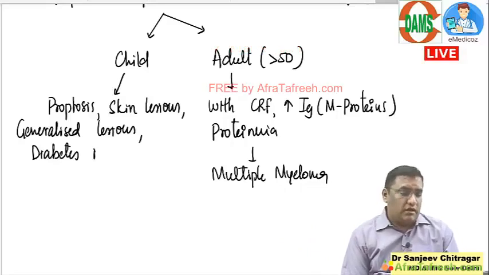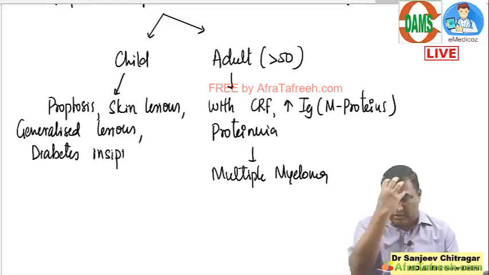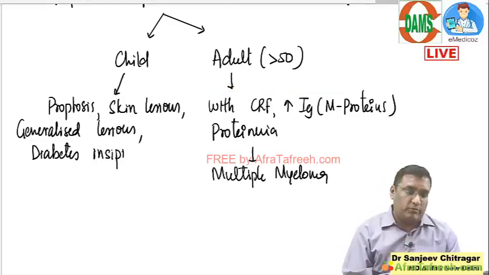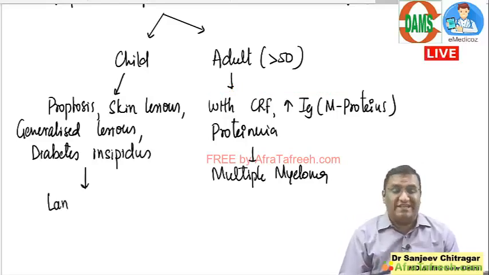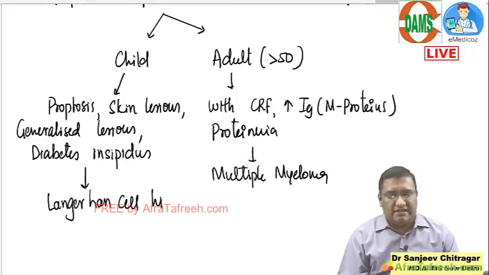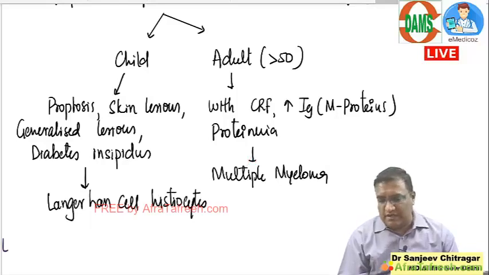Then look for diabetes insipidus, because Langerhans cell histiocytosis can involve the skull, base of the skull, compress your posterior pituitary, leading to diabetes insipidus. This history will be given, inability to concentrate urine, all those things. Langerhans cell histiocytosis, LCH.